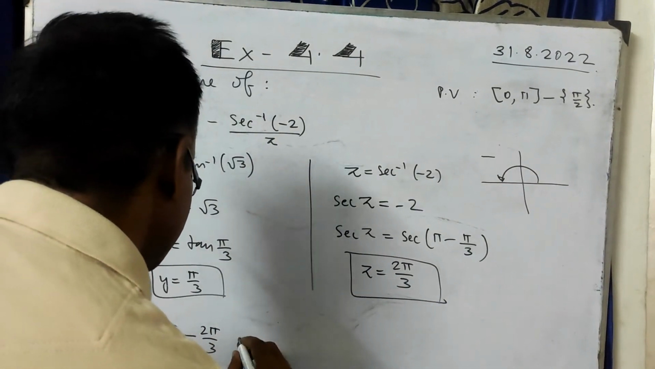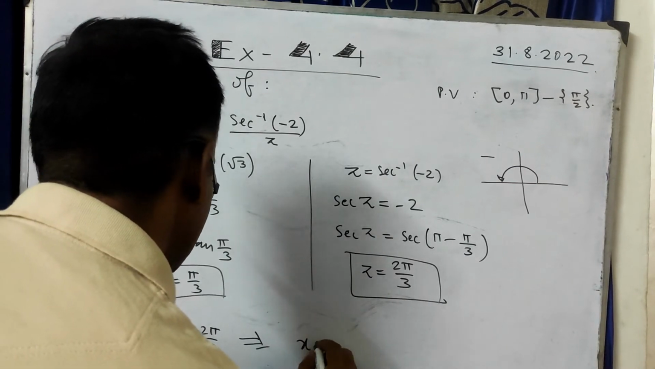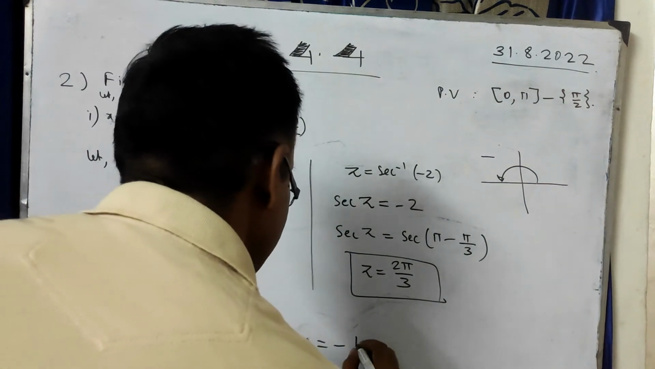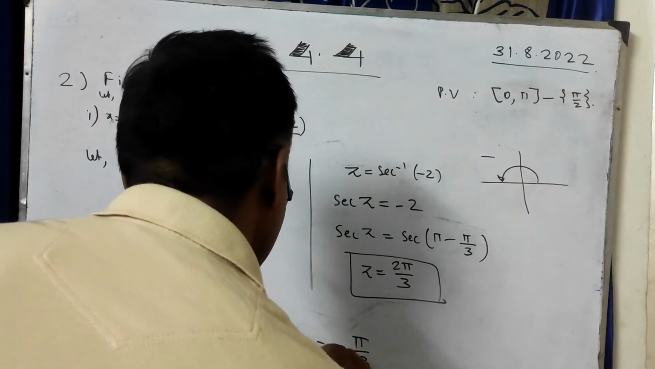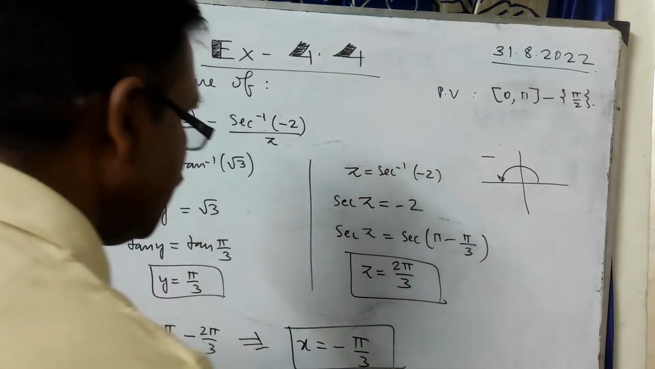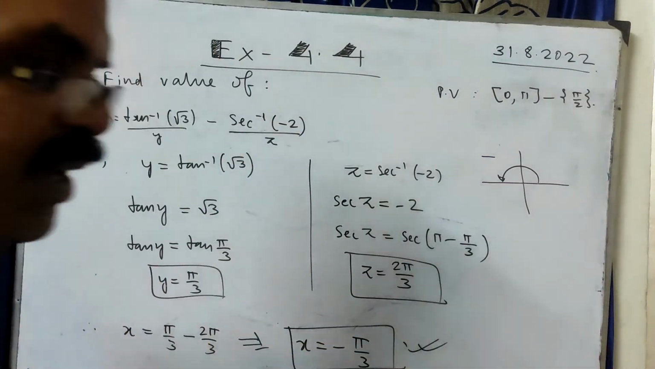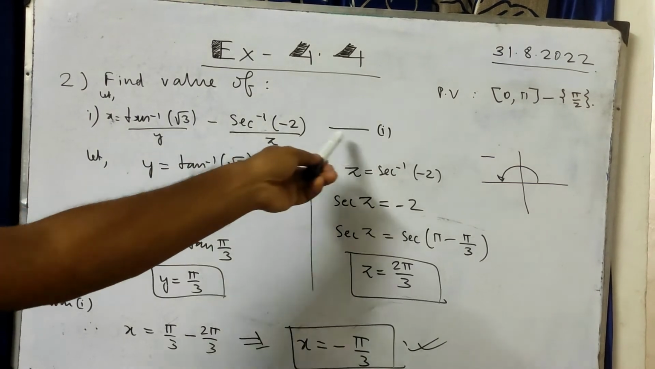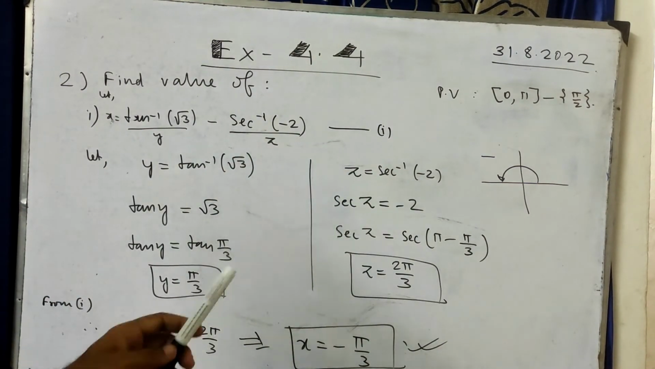So this gives me x is equal to, from 2 pi by 3, 1 pi by 3 gone, so minus pi by 3. Got it? So this is my answer. Minus pi by 3 is the answer. Okay? Fine. This equation you make it as 1 and then you write from 1, x is equal to this. Okay?